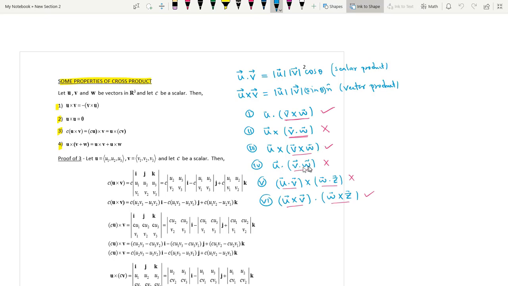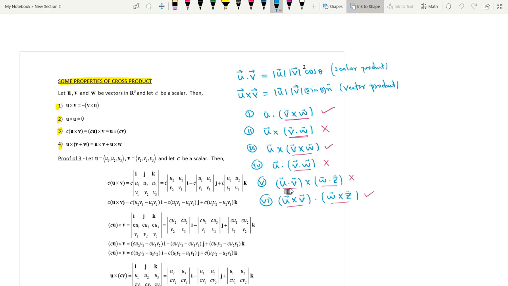In this one, v dot w is a scalar and u is a vector, but to take a dot product both have to be vectors. So this is a vector, but this one is a scalar, so we cannot take the cross product. So this is meaningless.